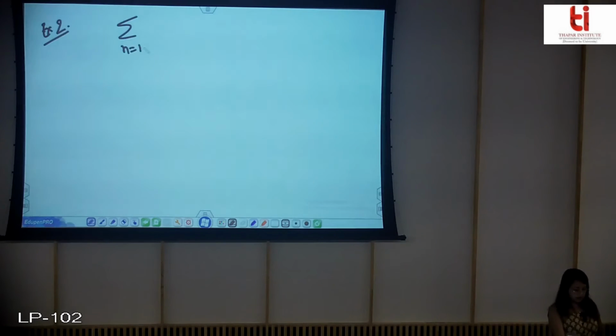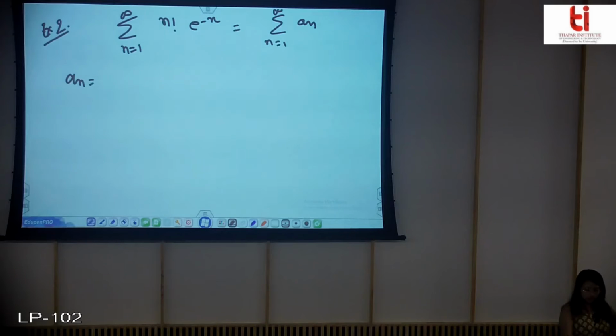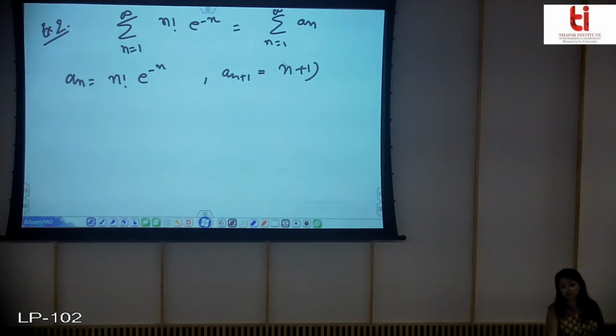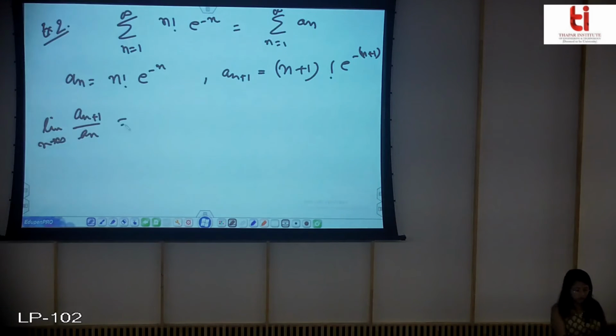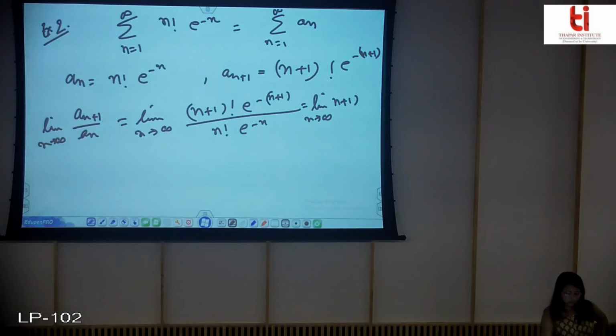Suppose that you have a series, so I'll write it for my convenience. Now a_n is equal to n factorial e, and a_{n+1} will be equal to this. So now if you find out the limit of the ratio, what will you get? You are getting this, and ultimately if you find out the limit, you are getting infinity.